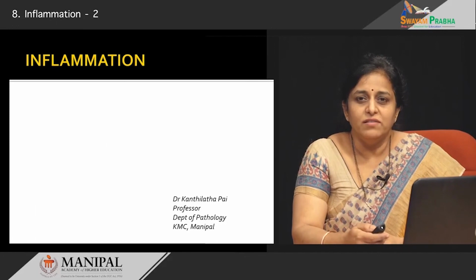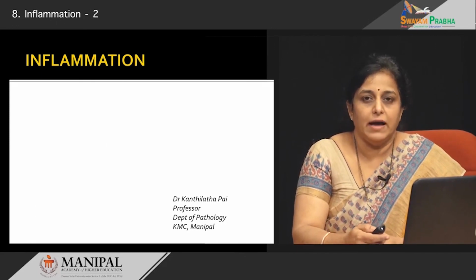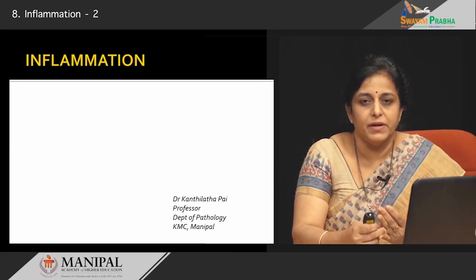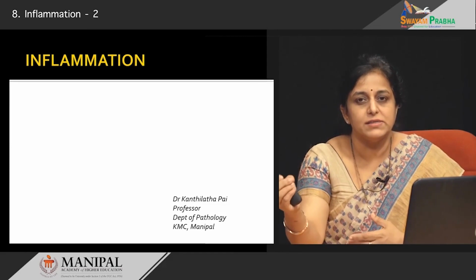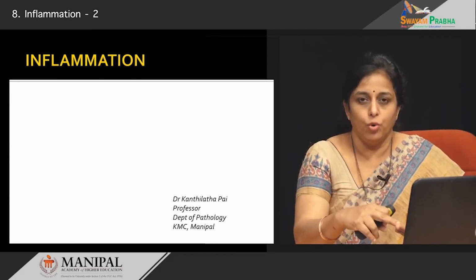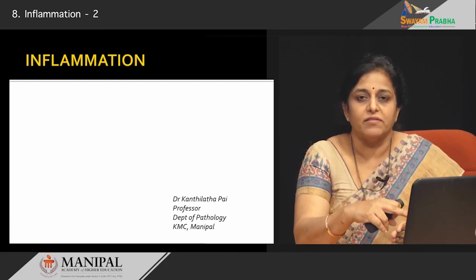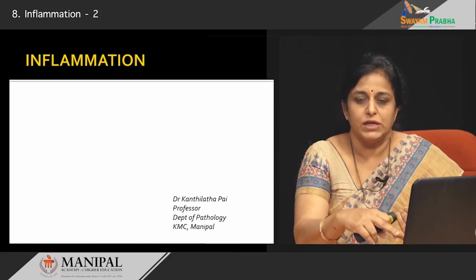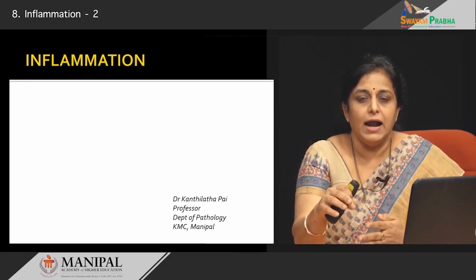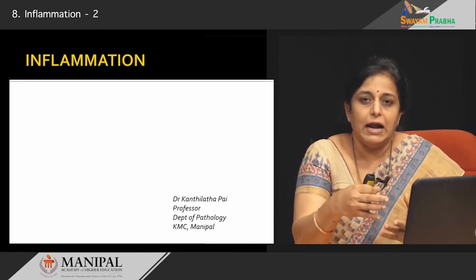Good afternoon, dear students. In the last class, we learnt about the cellular events that happen in inflammation, the sequential steps that happen before a leukocyte arrives at the site of inflammation. We learnt margination, rolling, adhesion, transmigration, chemotaxis, and finally phagocytosis. We learnt that the leukocytes arrive at the site of inflammation and then they actually engulf the bacteria or any injurious agent and kill them.